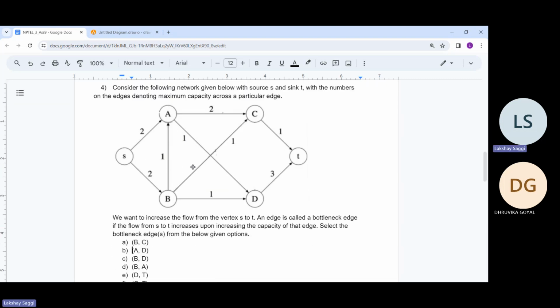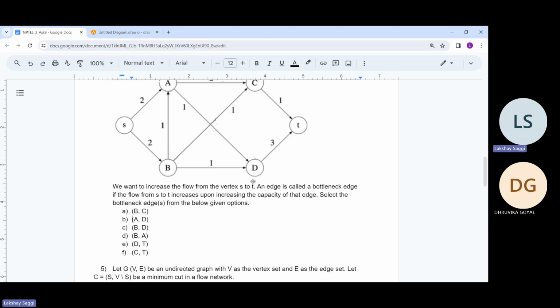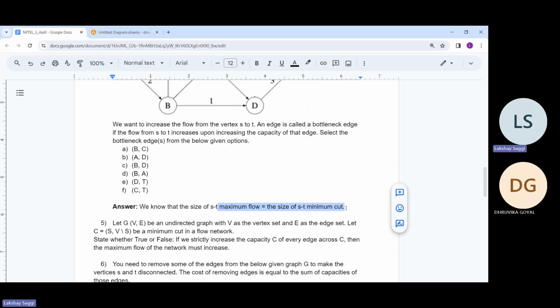Let's see what ideas can be employed here. We already kind of know from the max-flow min-cut duality that the size of maximum flow is equal to the size of minimum cut, right? Maybe I can type this down as I say this also. We know that the size of ST maximum flow is equal to the size of ST minimum cut. This is what we know from lectures. This is the max-flow min-cut duality.